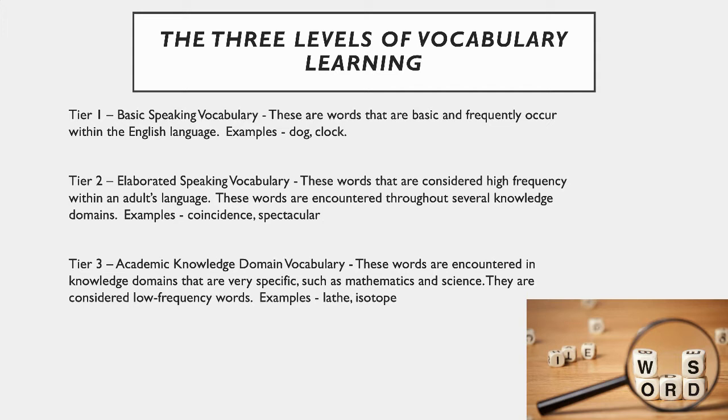The 3rd tier is academic knowledge domain vocabulary, and these are words that are very specific to content areas such as science and mathematics. They're definitely considered low-frequency words, and the 2 examples are lathe and isotope.